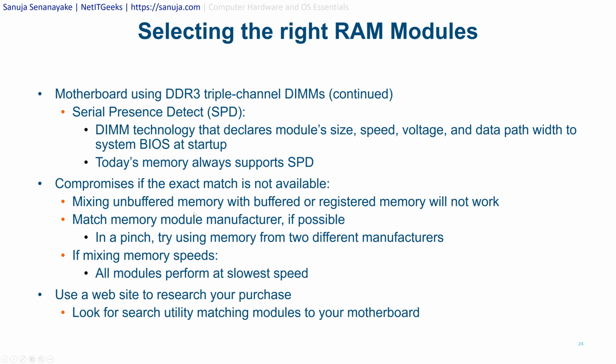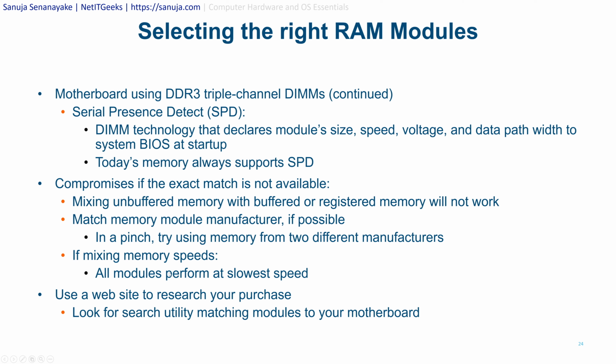Compromise if the exact match is not available. Mixing unbuffered memory with buffered or registered memory will not work. If you mix buffered and unbuffered memory, your system is not going to recognize that RAM and you're going to have a problem. However, match memory module manufacturers if possible. In a pinch, using memory from two different manufacturers is okay. However, it is recommended that you use the same manufacturer and even the same batch number for servers for high efficiency, in my opinion.